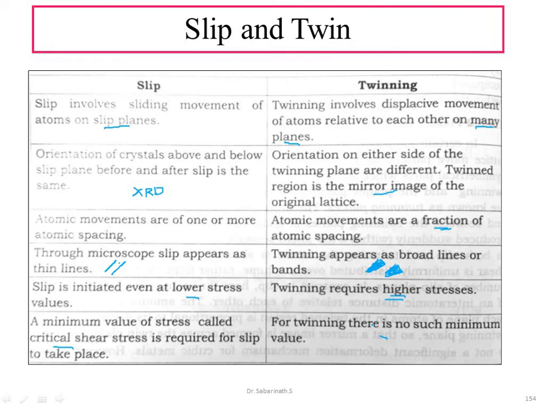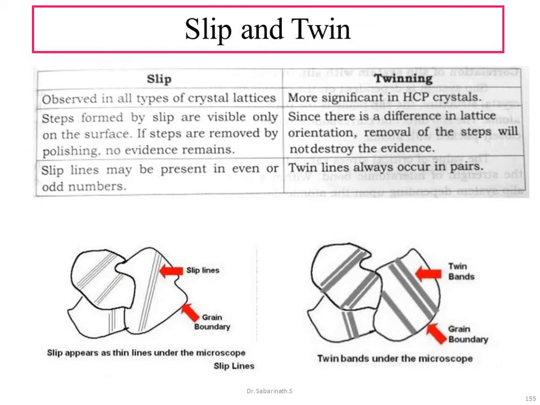It can be at any point. If the stress is in a very high range, it can occur at any time. Slip is observed in all types of crystal lattice. It can be seen in HCP, it can be seen in FCC, it can be seen in BCC, or whatever it is. It can be seen in every crystal lattice. But twinning is most common in HCP crystals only. Okay, it will happen in FCC and BCC, but it is very rare. But it is most common in HCP crystals.